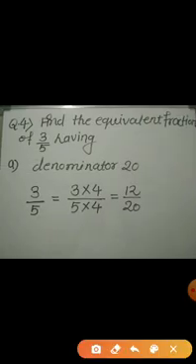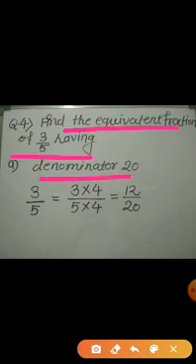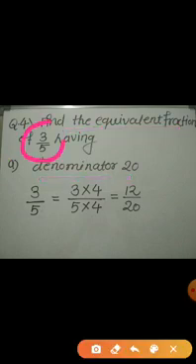Now coming to the question number 4, find the equivalent fractions of 3 by 5 having denominator 20. In this question we are asked to find out the equivalent fraction of 3 by 5 having denominator 20. Now children, when we'll get the denominator 20? Yes, when we multiply the denominator 5 by 4, right? So here you can see I have multiplied both numerator and denominator by the same number 4 to get the equivalent fraction. 3 4s are 12 and 5 4s are 20. So 12 upon 20 is the equivalent fraction of 3 by 5 having the denominator 20.